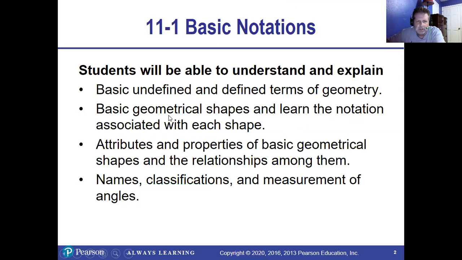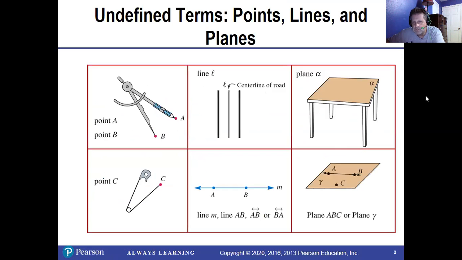All right, so we're going to be starting off with talking about the undefined terms. We'll go through a few of those, and then some attributes, properties, names, classifications of angles, a lot of definition stuff. First, your three undefined terms: point, line, and plane. The reason they're undefined is because, A, it's almost impossible to find the words to perfectly define them, and they're mostly mental images.